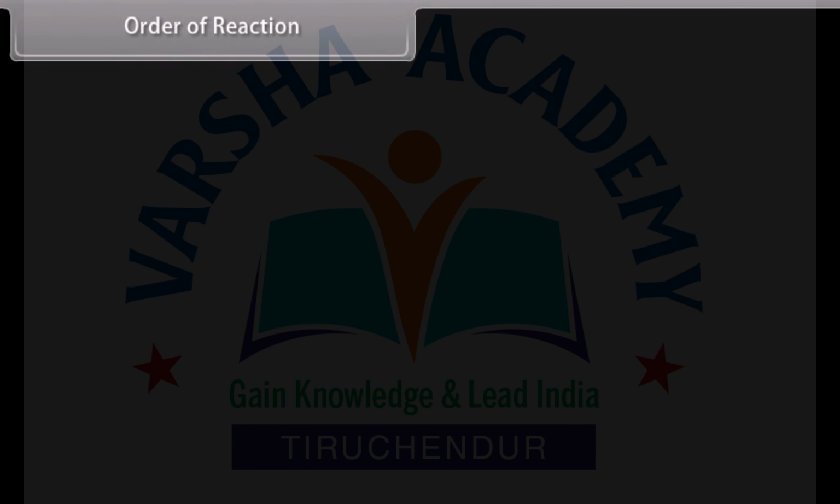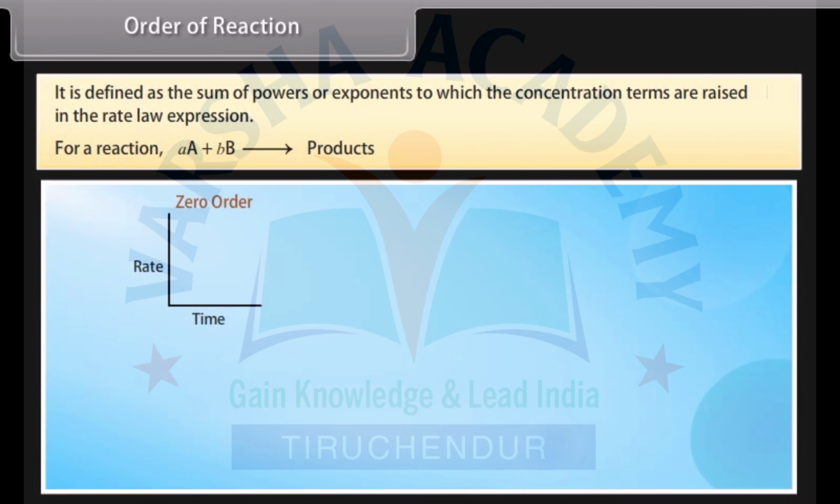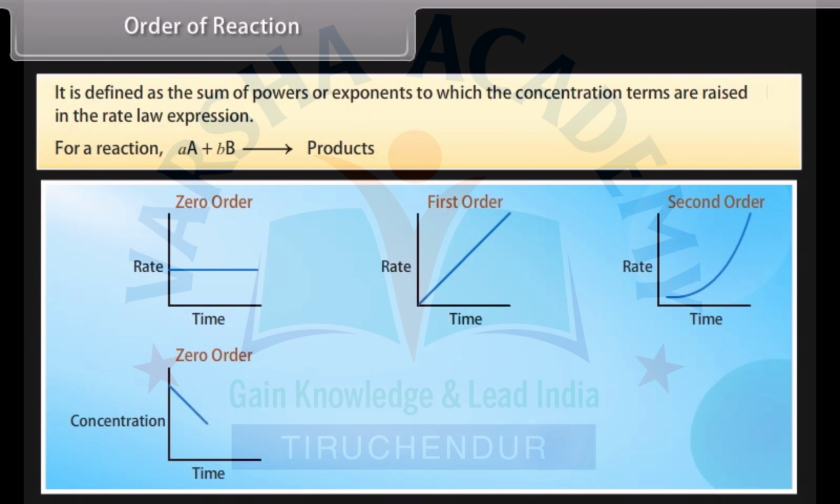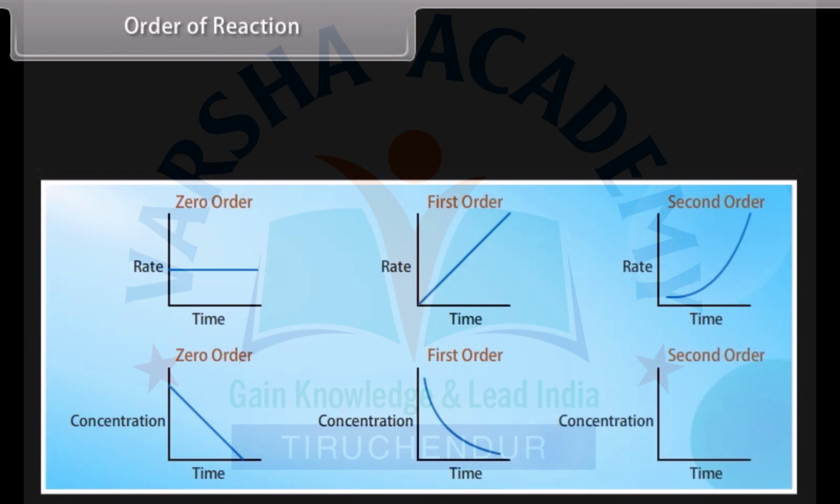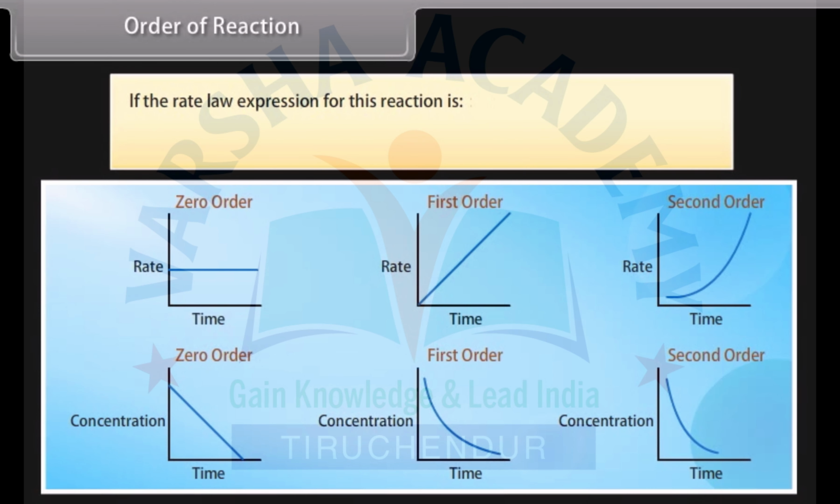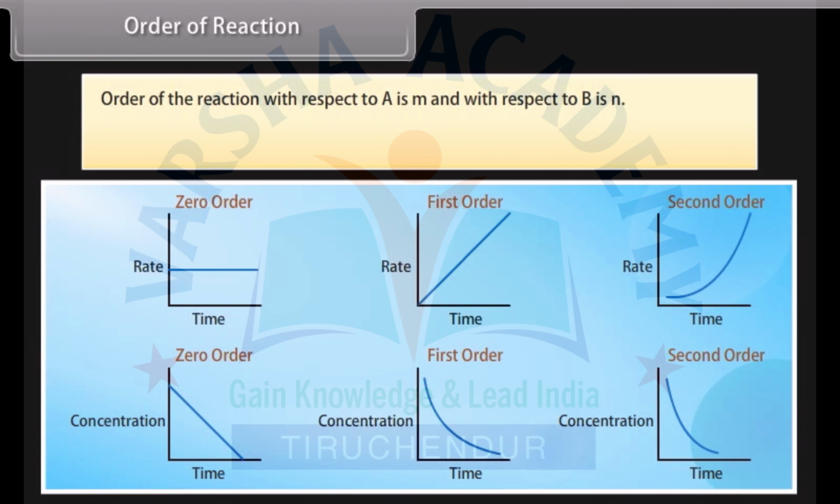Order of reaction. It is defined as the sum of powers or exponents to which the concentration terms are raised in the rate law expression. The rate law expression for a given reaction is given by: rate of reaction is equal to the product of k, [A] raised to the power m, and [B] raised to the power n. The order of this reaction is equal to m plus n. Order of the reaction with respect to A is m and with respect to B is n.